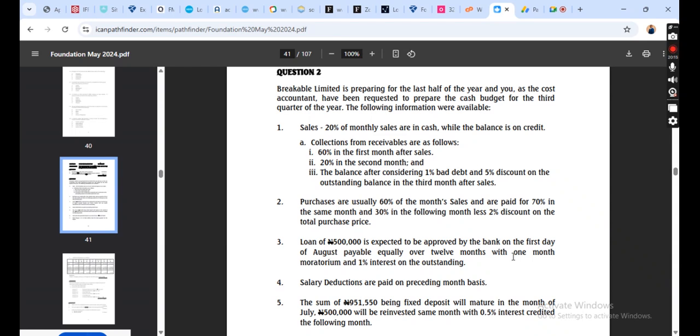Then they give you 1 month and 1% interest on the what? On the outstanding. The question is, what is the outstanding, class? What is the 1% interest on the outstanding? What is the outstanding? The one that has not been paid.